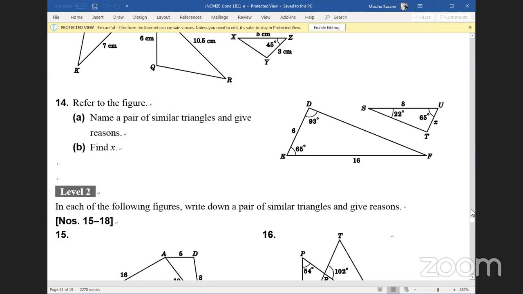And then you can see that there's one side unknown. DF is unknown, ST is unknown. Therefore, definitely, we cannot use three sides proportional. Therefore, it means most probably we may need to use AAA or ratio of two sides included angle. Then you think which one you need to use in this case for part A.